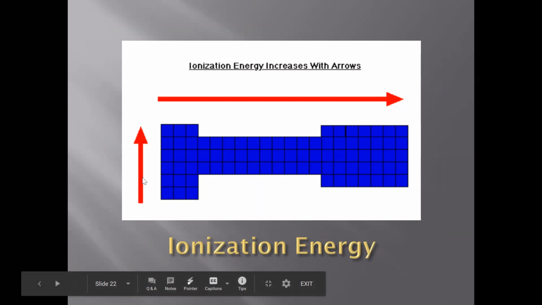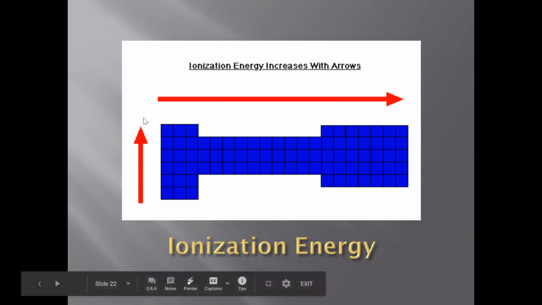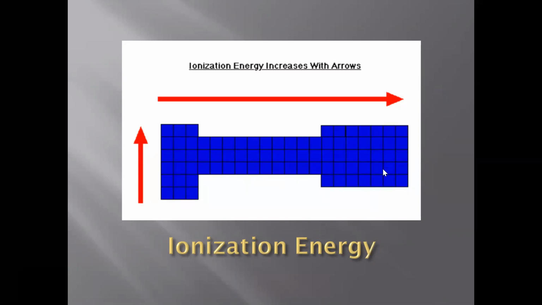So the trend is thus ionization energy increases as you move up the periodic table or as you move over towards the right. Okay, there's another trend called electronegativity, which is very similar to ionization energy, and we'll talk about that. I'm not going to cover it right now, but electronegativity also is going to increase as you move up the periodic table and increase as you move towards the right on the periodic table.